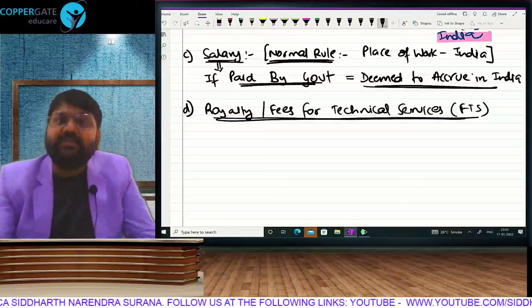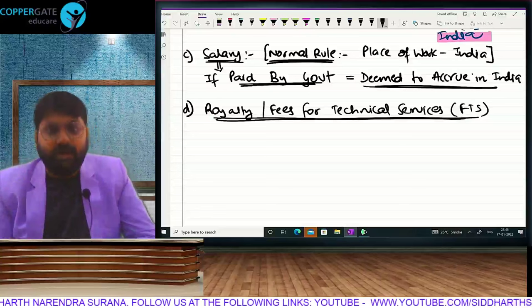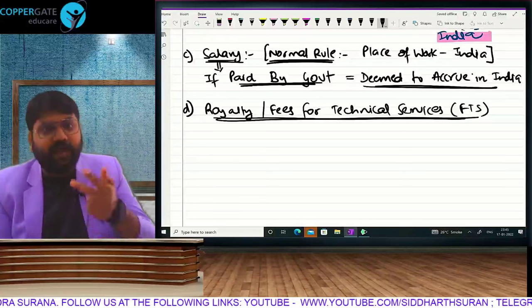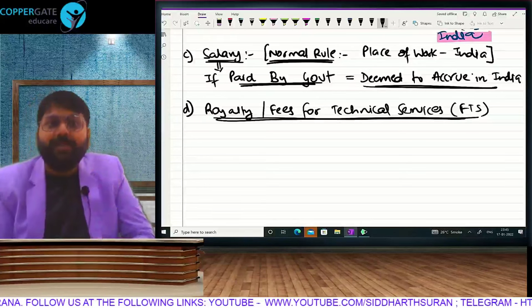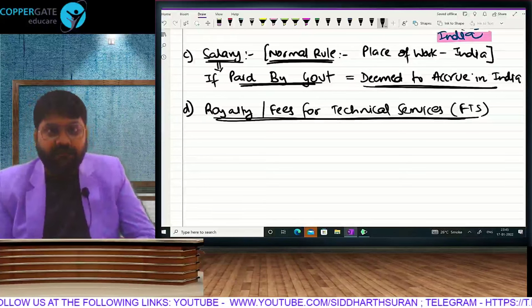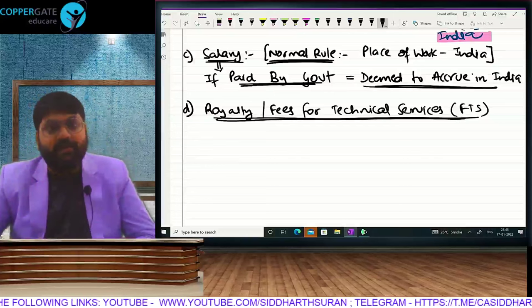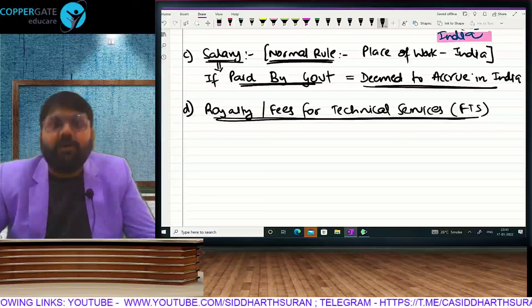But if the asset is an intangible asset, intellectual property, examples, patent, trademark, drawing, design, copyright, brand. If we use someone's intangible asset, a logo or anything like that, then we pay something called royalty.